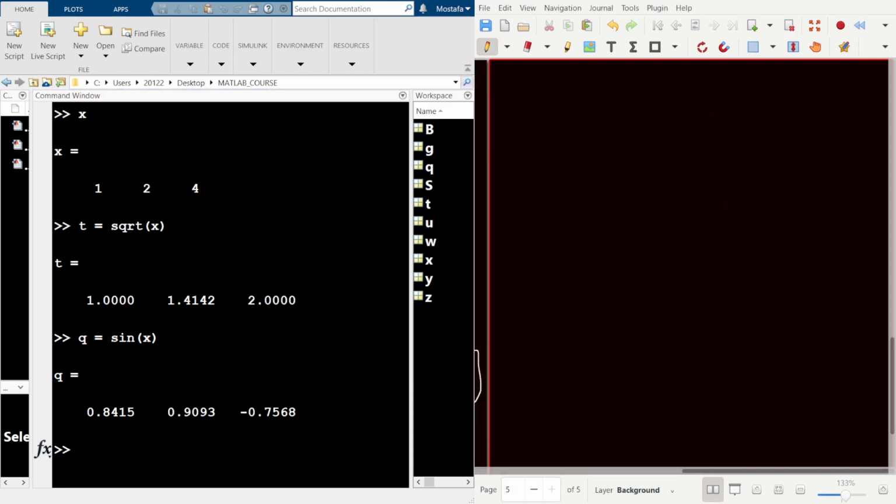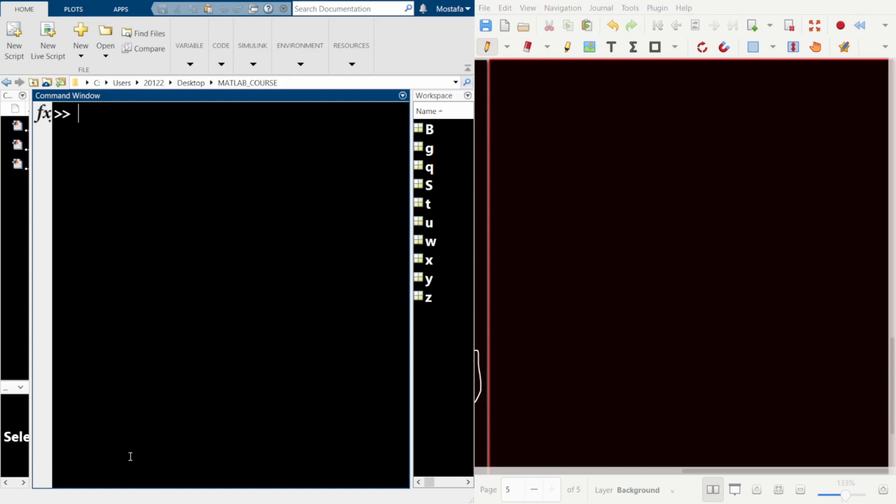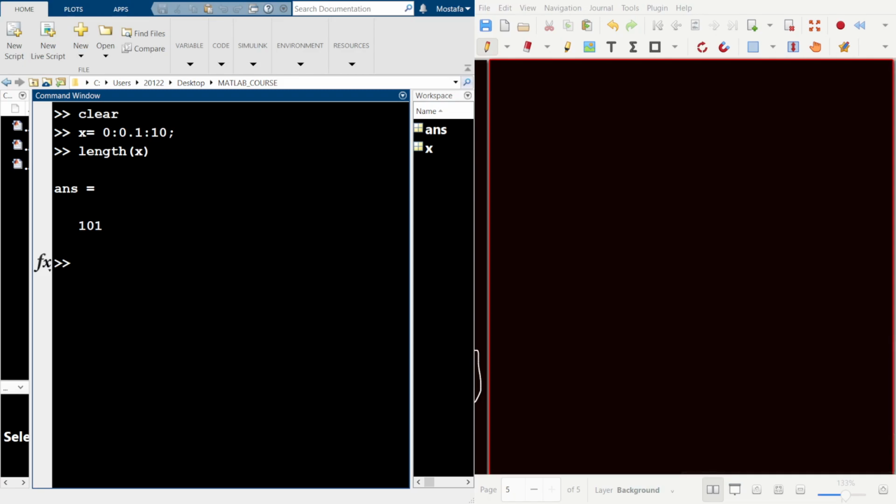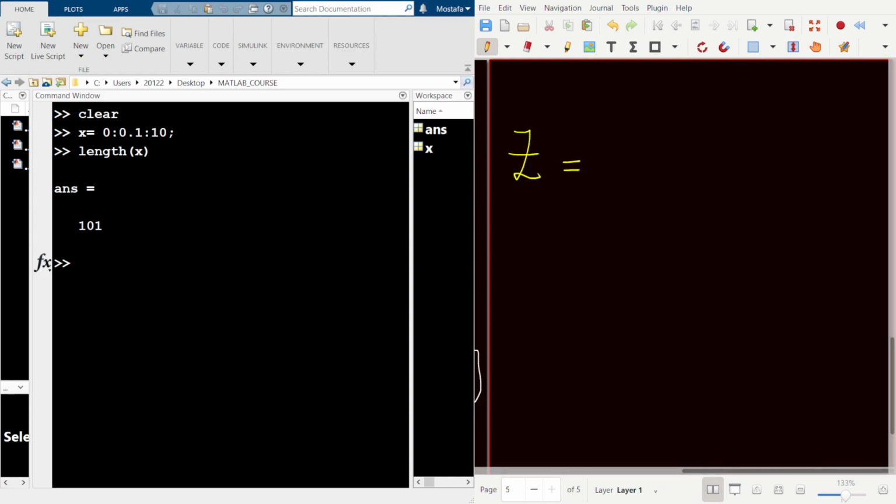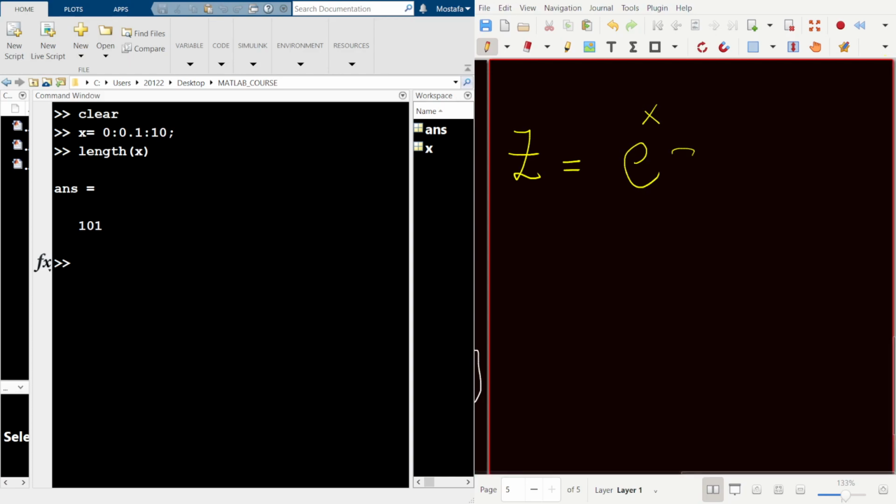Suppose, let's actually do this here. Let me clear the memory altogether. Suppose I have a large array, let's say array x. It starts from 0, moves in steps of 0.1 all the way to 10. So this is a very large array, right? I can actually check its length. So the length here is 101 elements. And suppose I want to write a mathematical expression to calculate another array, array z, where z is the exponential of x times sine x.